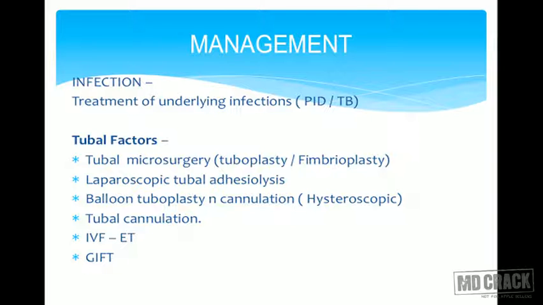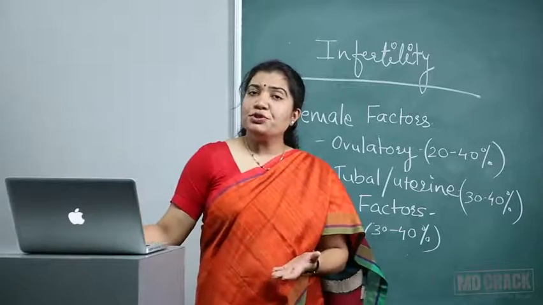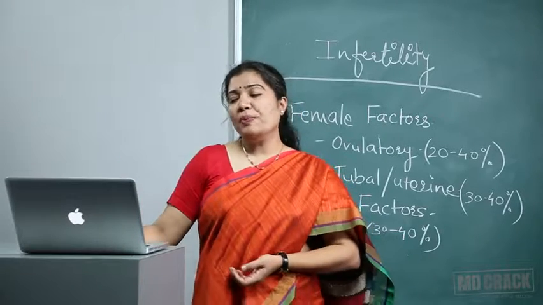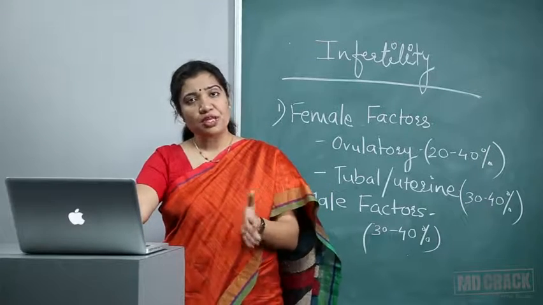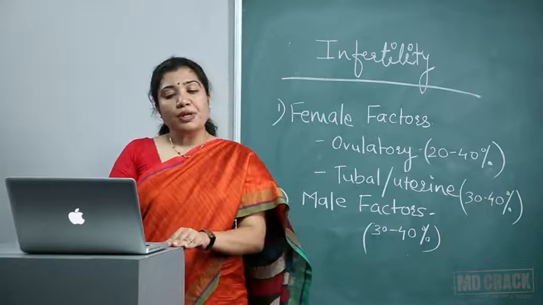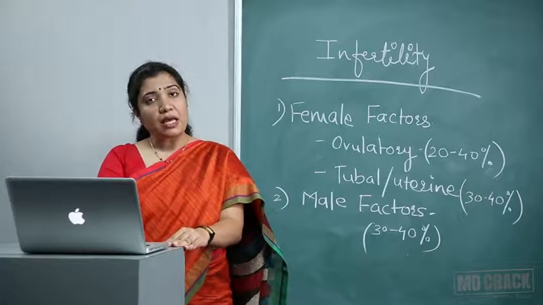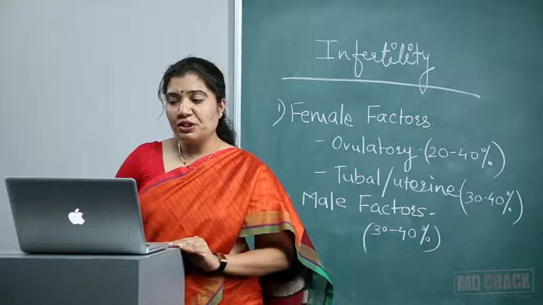We can also do balloon tuboplasty and cannulation, which is done hysteroscopically. Tubal cannulation can also be done either laparoscopically or hysteroscopically. If the block or the damage of the tube is irreversible and cannot be repaired, then the option is IVF-ET, that is in vitro fertilization with embryo transfer in the uterine cavity, or GIFT can be used, that is gamete intrafallopian transfer. IVF-ET is the best option in such patients.